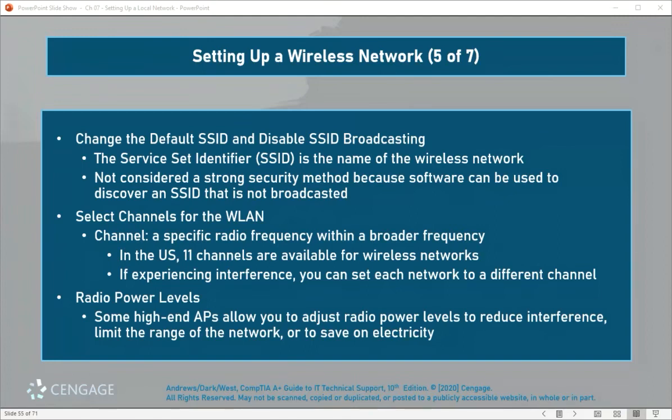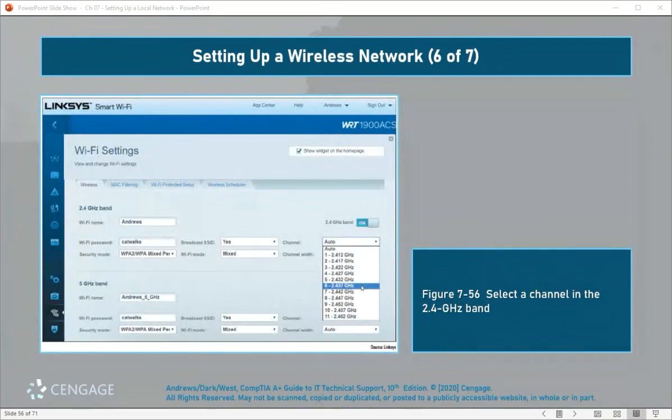So here, of course, we can see an example of a Linksys router that has some variations like we talked about here, whether or not we're using 2.4 or 5 gigahertz, whether or not the SSID is broadcasted, what channel it uses, etc.